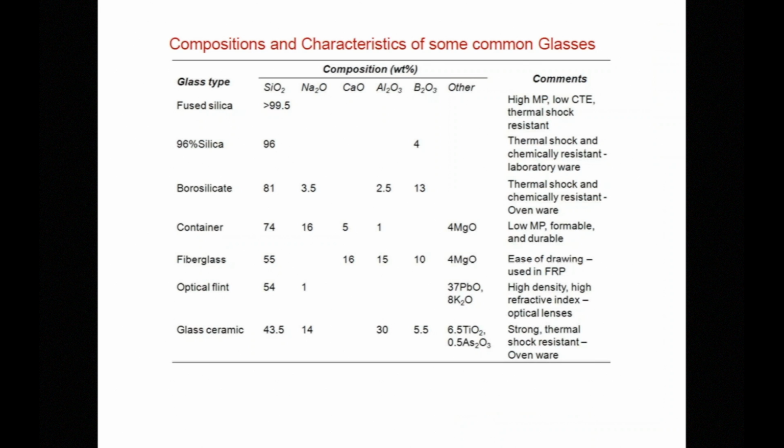So what is glass made of? Glass, depending on the composition or type, could be fused silica, borosilicate, fiberglass, glass ceramic. So you can see here various compositions of silicon oxide, sodium oxide, calcium oxide, aluminum oxide, and a very important component based on boron oxide compositions, or borosilicates, for example, with a very high composition of boron oxide.